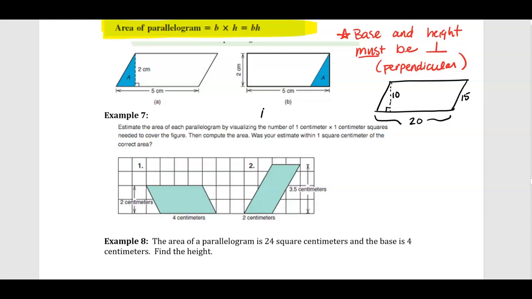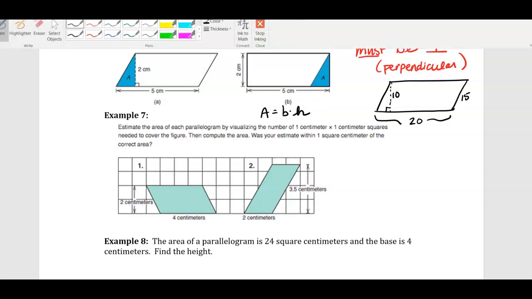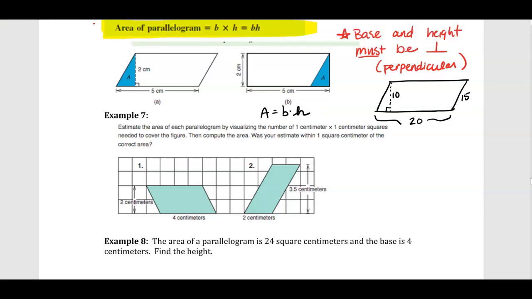So the area for a parallelogram is base times height. So we have 3 numbers, but we really only need 2. And you need to look out for the numbers of the sides that are perpendicular to each other. So see this little right angle symbol here? That tells us that this side, 10, is perpendicular to this side 20. So 20 is going to be your base and 10 is going to be your height.